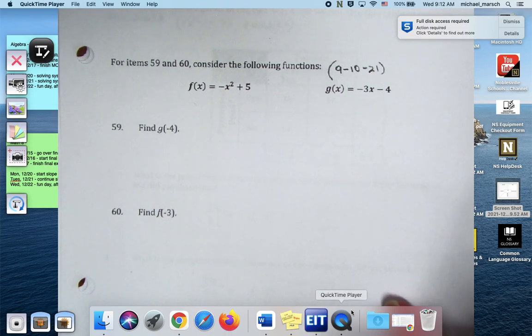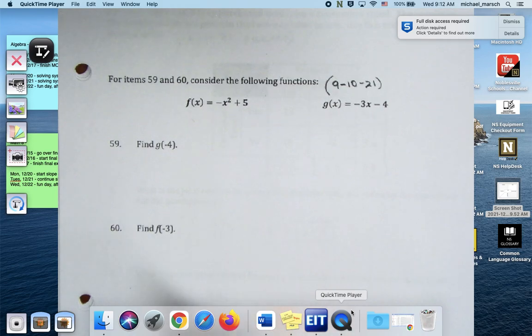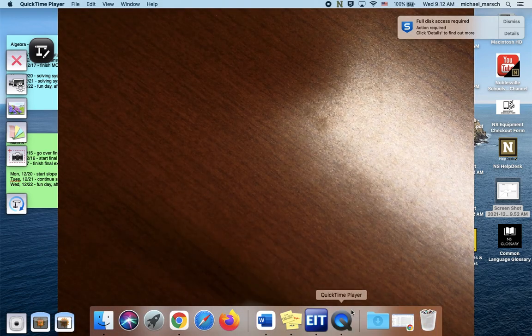Let's move on to 57. Use your equation. Okay, so we'll do 57 and 58 together in class as well, because I don't have the linear regression done yet. Now we're going to go back in time and do number 50.